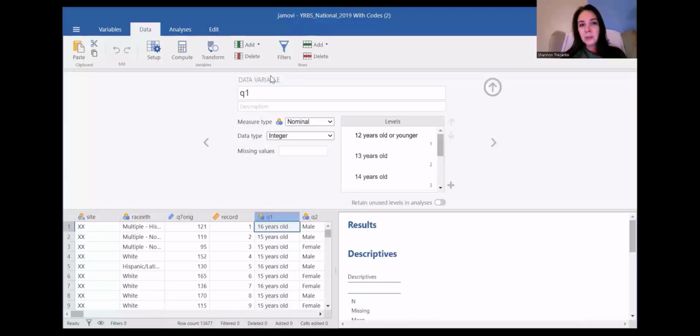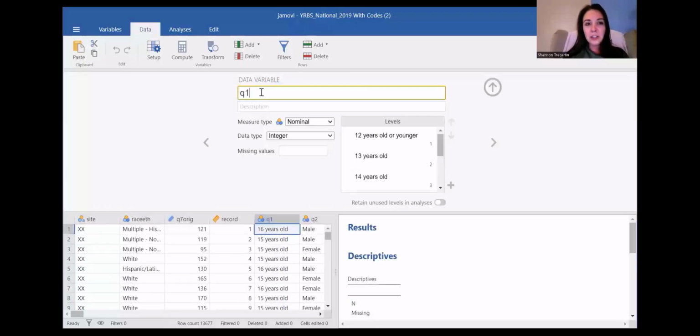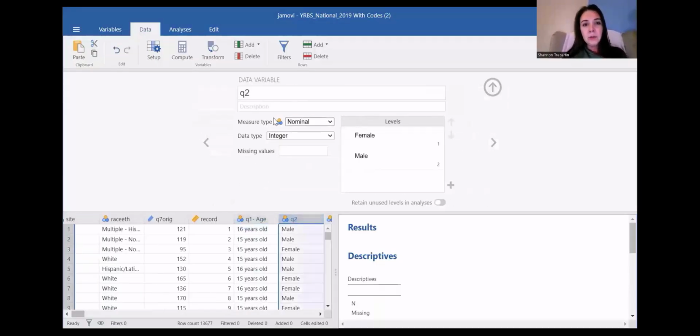If you don't like that it's labeled Q1, if you double click it, you could actually edit this, and I'm going to write in the word age. That might make it a little more helpful to you. It'll definitely make it helpful to me. And then Q2 is gender. I'm just going to add a few labels here that I know we're going to need. So back to the assignment.